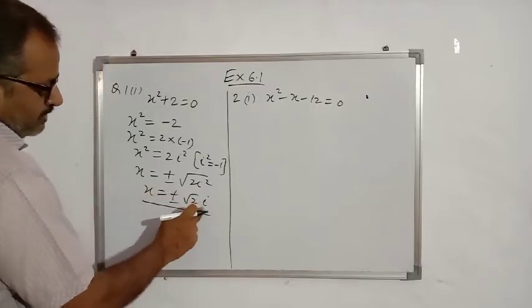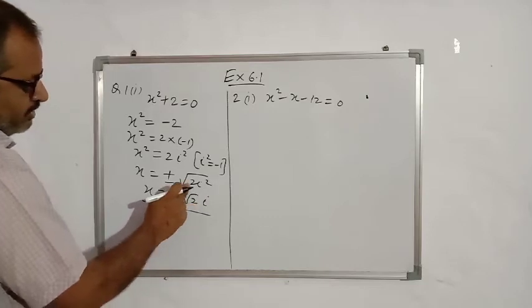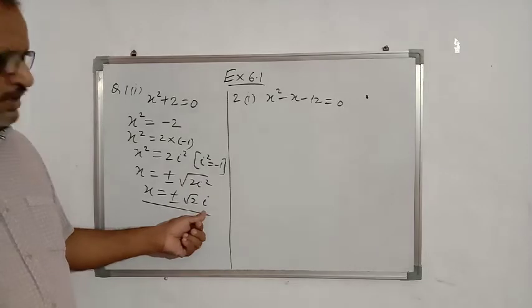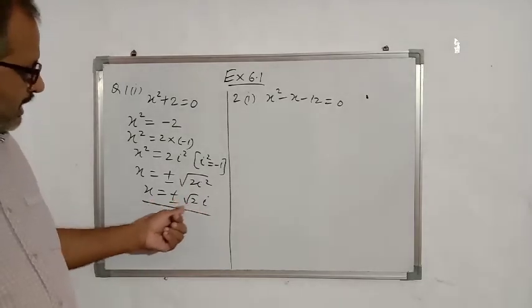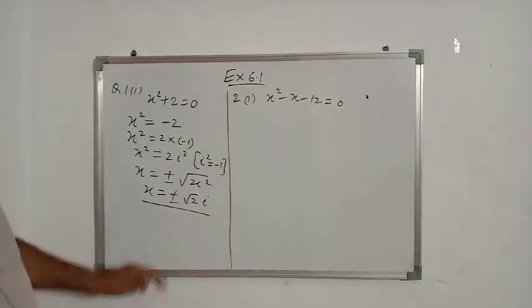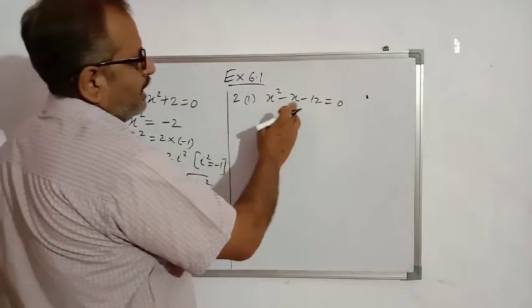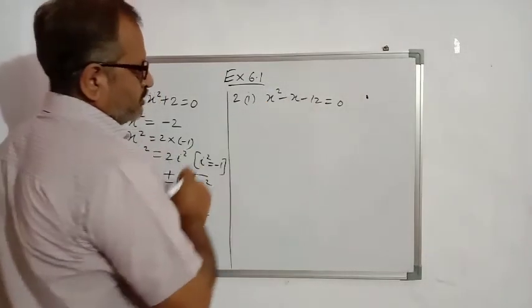Square root of i square, we can take i outside. We cannot take the square root of 2. So x is equal to plus minus root 2 i. There are two values, root 2 i and minus root 2 i. Both are complex conjugates.